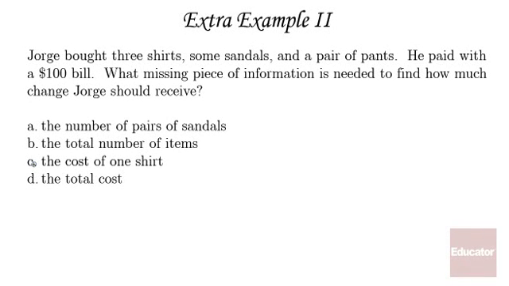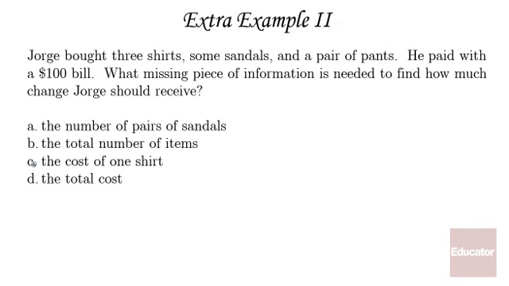Let's try another example. George bought 3 shirts, some sandals, and a pair of pants. He paid with a $100 bill. What missing piece of information is needed to find how much change George should receive? Well, we don't know the cost of the shirts. We don't know the cost or how many sandals he bought or the pair of pants. So there are quite a few pieces of information that are missing.